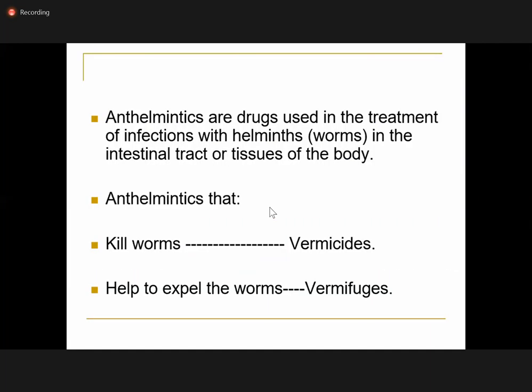Okay, anthelmintics are drugs used in the treatment of infection with helminths, that we have already discussed, that is worms basically. The helminths means worms, right? In the intestinal tract as well as tissues of the body. So anthelmintics that are responsible for killing the worms, we can label as vermicides. And the drugs that help to expel the worms can be labeled as vermifuges, right? So these are the terms that you should know.